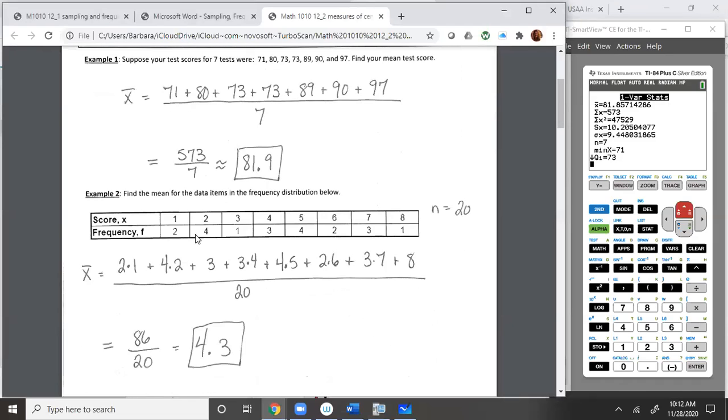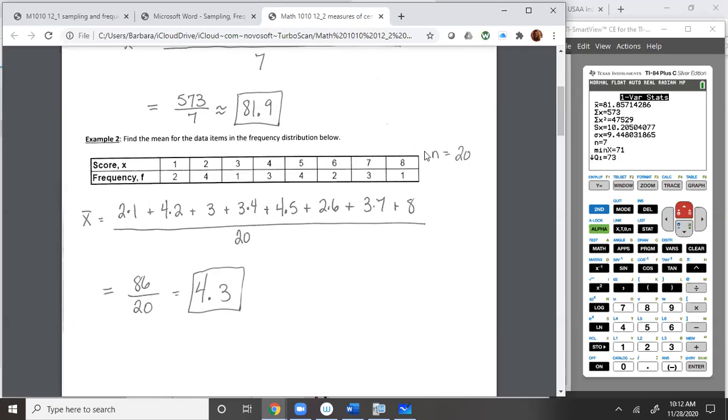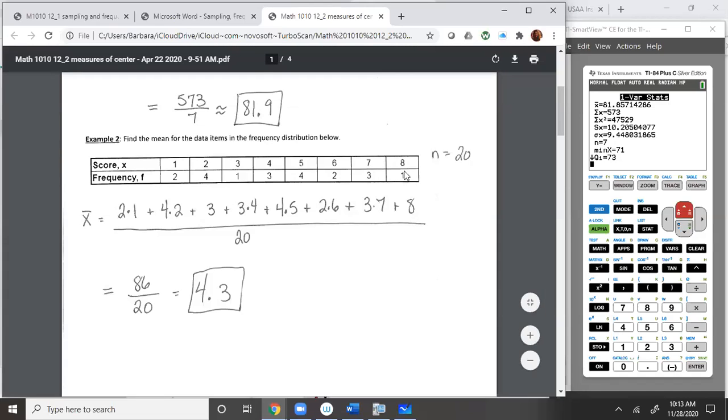In example 2, find the mean for the data in the frequency distribution. So here we have scores 1 through 8 and their frequencies. So this means that 1 occurs 2 times. So in order to find the mean, we need to multiply the score by its frequency and add them all up. Then we divide by the total number of frequencies. All right, so the number of frequencies that we have is 2 plus 4 plus 1 plus 3 plus 4 plus 2 plus 3 plus 1, a total of 20. So that's what we're dividing by.